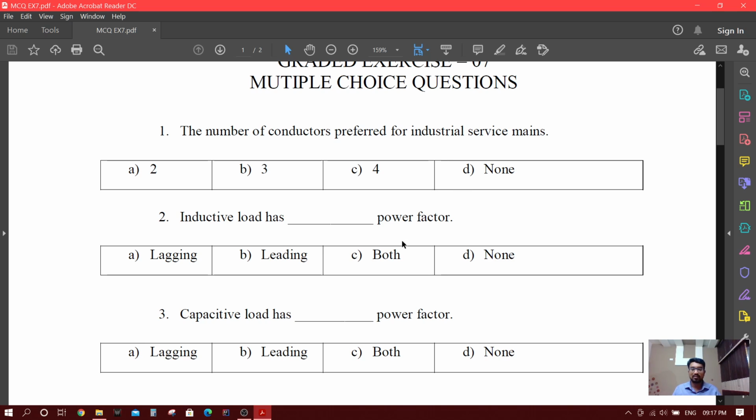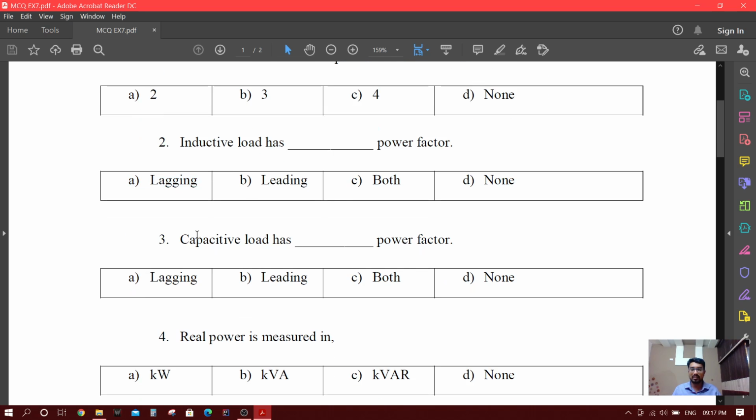Therefore the correct answer for this question is A, that is lagging. Now let us move on to question number 3. The capacitive load has dash power factor. Options: lagging, leading, both, none. Capacitive load, as we all know, the current will lead the voltage.